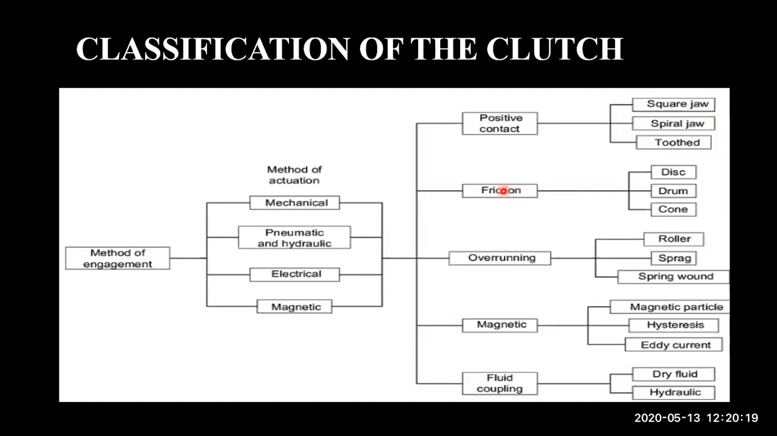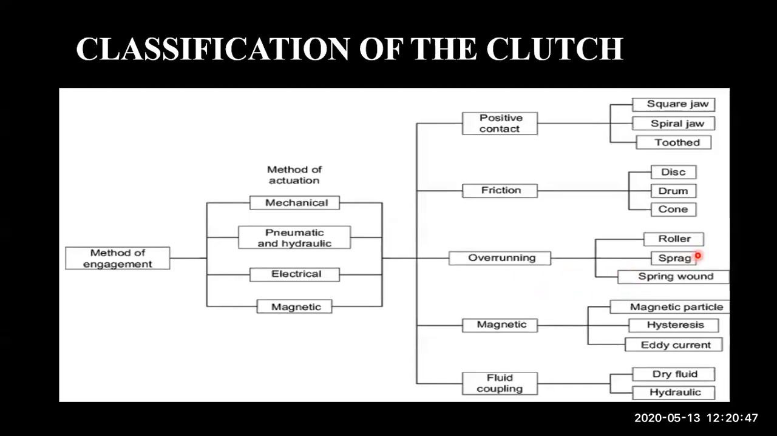If you come to friction, so far whatever examples I've shown before were all friction based. You have a lining of friction material. Those materials would be lined, and it can be in the form of a disc, or in the form of a drum, or even a cone. So we'll discuss these more elaborately in the next slide.